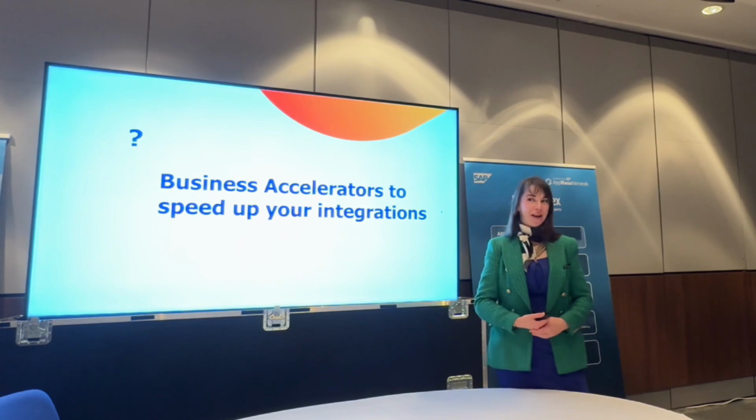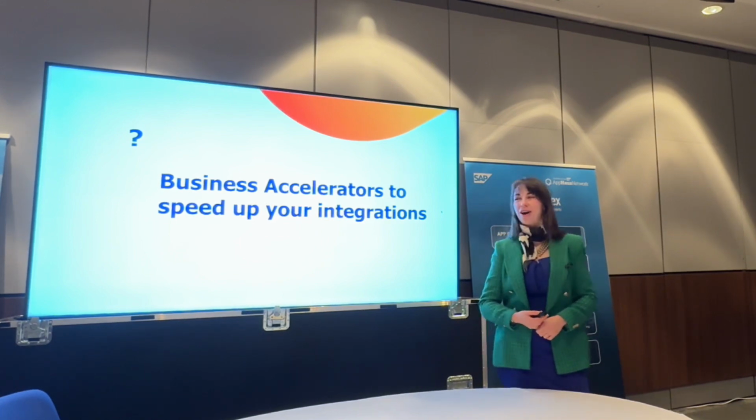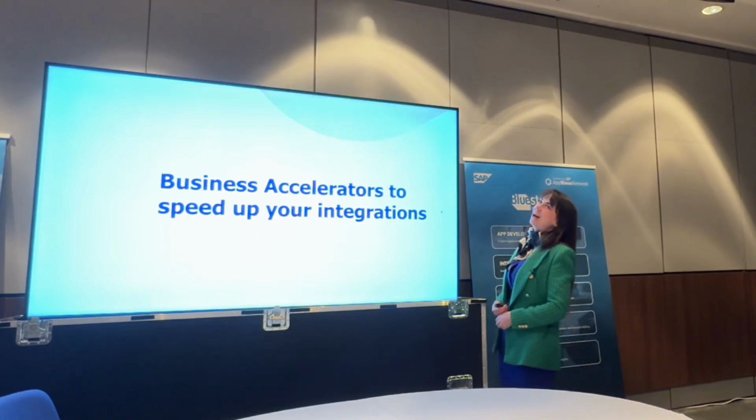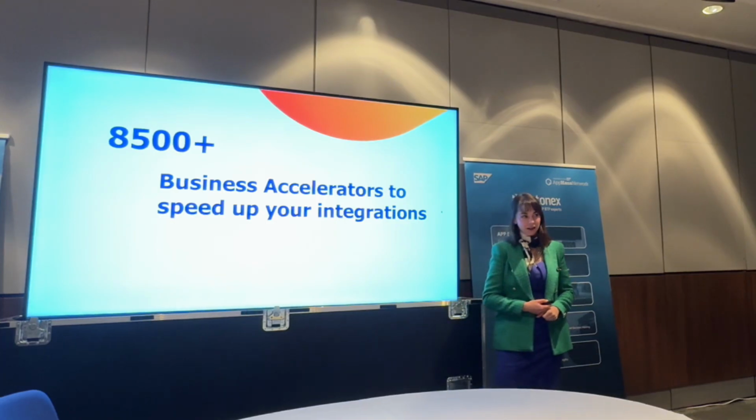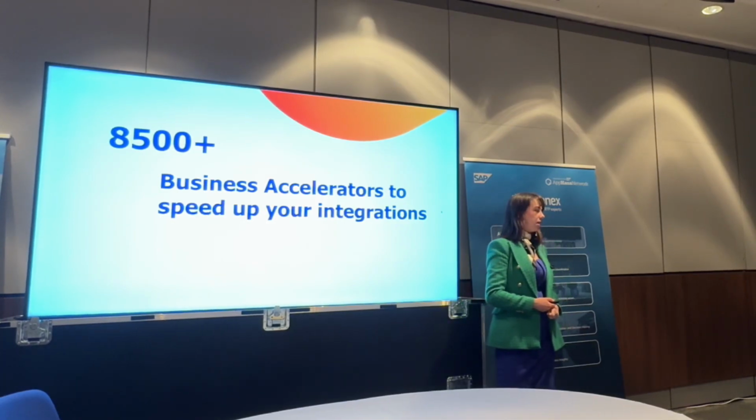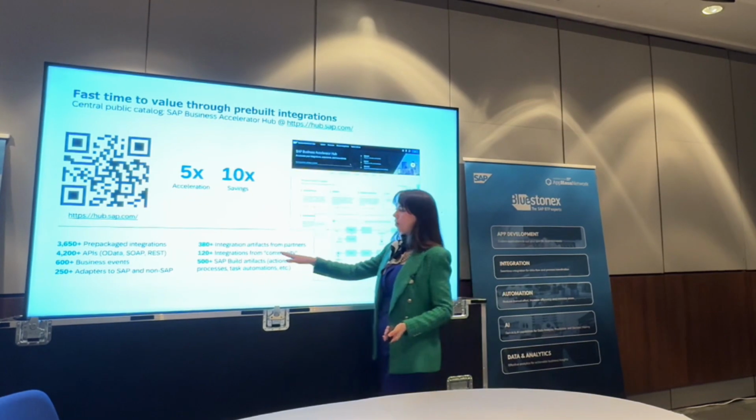Come on. Anybody knowing a number over 1,000? 2,000. Okay. It is 8,500 plus. And what that means is, you can see here a couple of varieties, right?